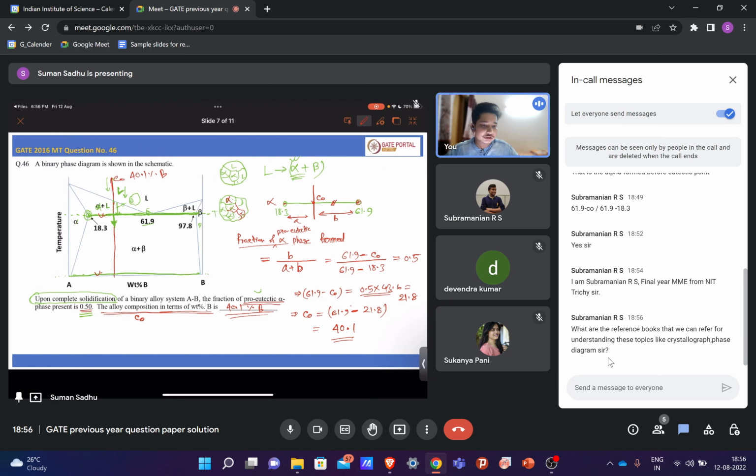Okay, what are the reference books that we can refer? You can refer to Raghavan, you know, right? Raghavan and Callister. Both you can refer for crystallography. And for the study of phase transformation, you can refer to Porter and Easterling. This book is very good. The phase transformation parts are explained very well in that book. And for crystallography, Raghavan and Callister is enough.